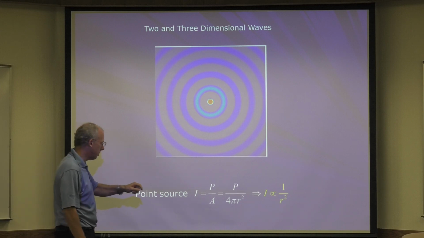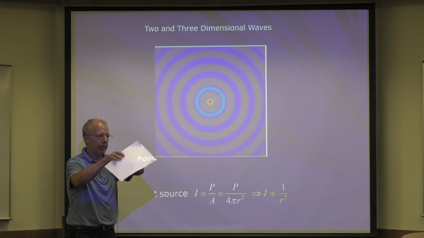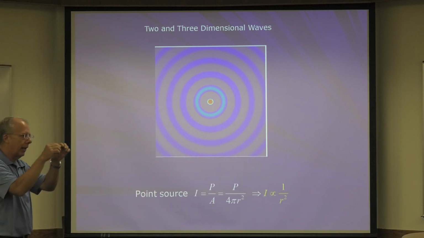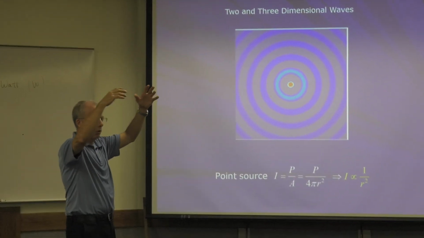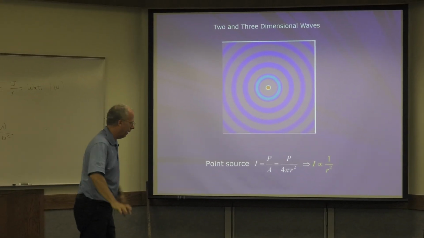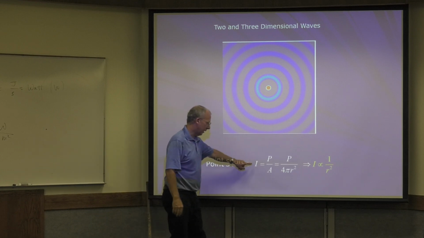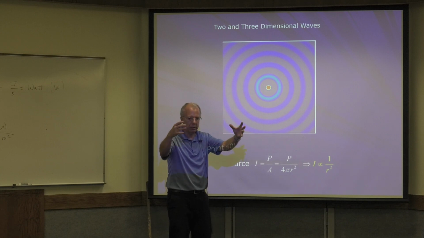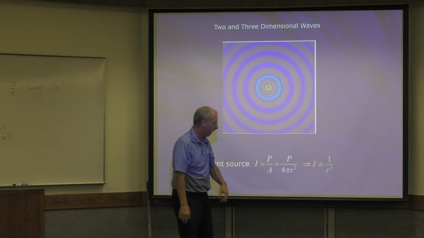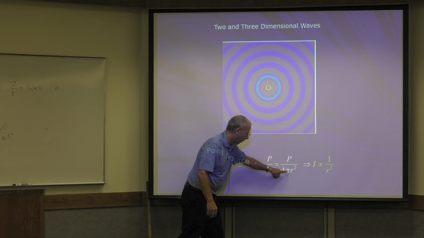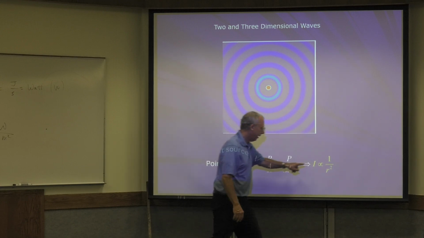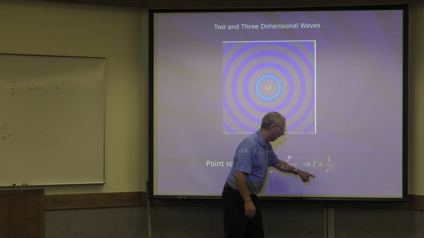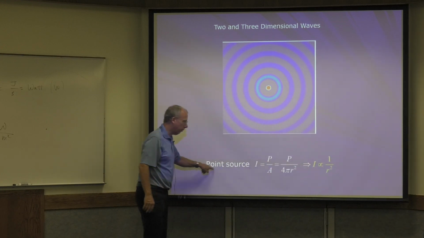A point source means, again, like you have a tiny speaker and you have these spherical sound waves, let's just say. For a point source, the intensity is power over area. Now what's the area of a sphere? The surface area of a sphere is 4 pi r squared. So you have power over 4 pi r squared. Here's the important thing: the intensity is proportional to 1 over r squared. That's what you want to remember for a point source.